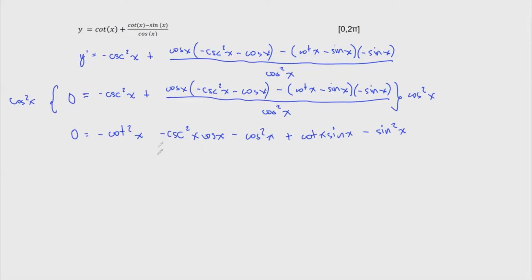And then we can also simplify this further, so we get 0 is equal to negative cotangent squared x. This cosine squared x and then sine squared x is 1, but it's negative, so we can just make it negative 1. So this will be negative cosecant squared x cosine of x minus 1, and then we get plus cotangent x sine x. Now it's a lot easier for us to solve for this when we set all of these equation in terms of cosine and sine. So in that case, I'll be doing that.